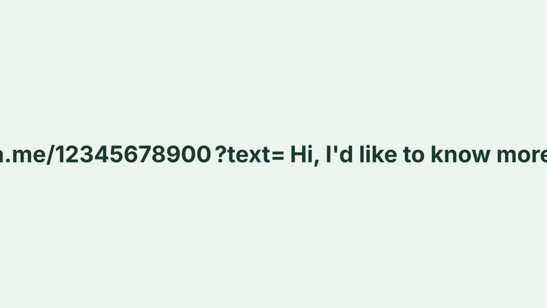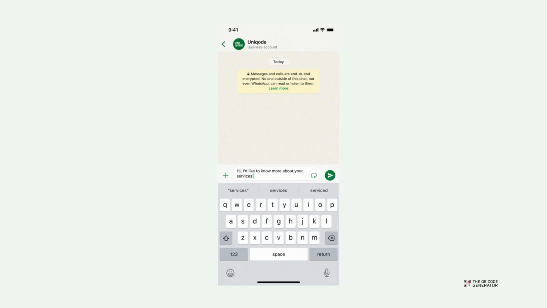You can also add a pre-filled message to that link, which is useful for businesses. Append this to your link. Text equals, followed by your message. For example, "Hi, I'd like to know more about your services." When someone scans the QR code, WhatsApp opens with that message already typed. They just tap Send. This dramatically increases the chance they actually reach out. Copy that full link. We'll use it in the next step.